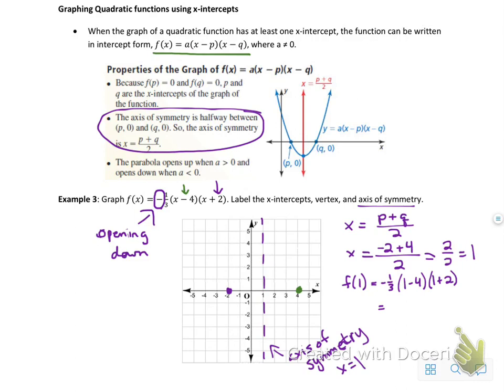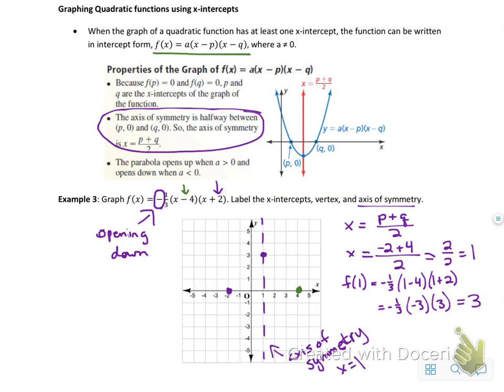Well, we have negative 1/3. You can put this in a calculator. That's negative 3, and that's positive 3. And that'll give us the number 3. So at x is 1, on our axis of symmetry, the y value is going to be 3. So we're going to come up to 3, and we're going to put a point here.